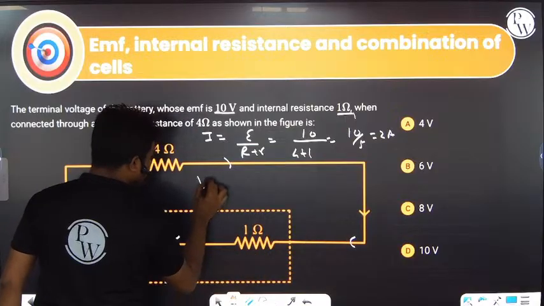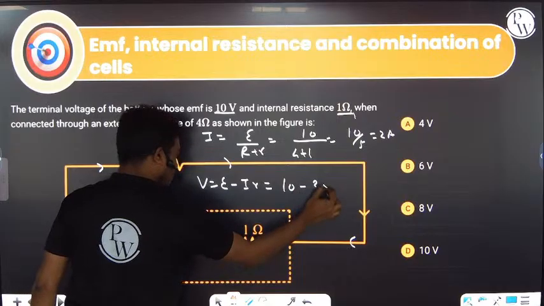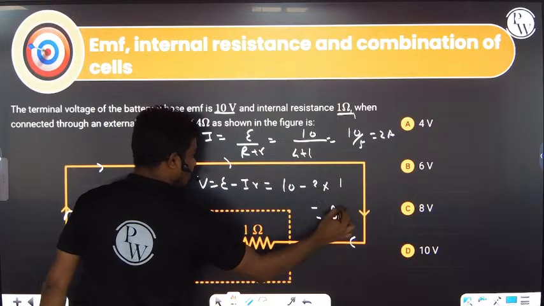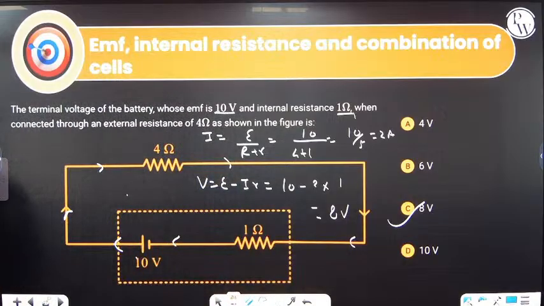So what is V? E minus I into R. So 10 minus 2 into 1. What is the answer? 8 volt is the correct answer over here.